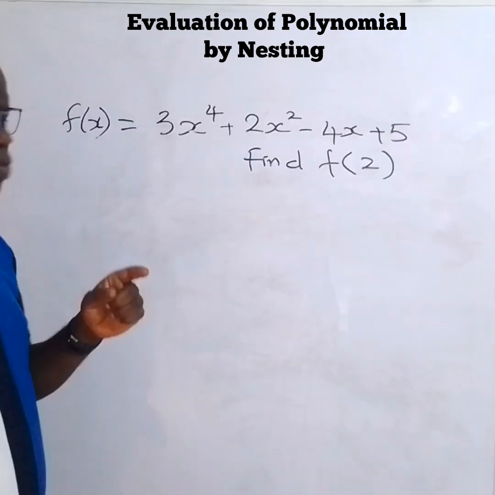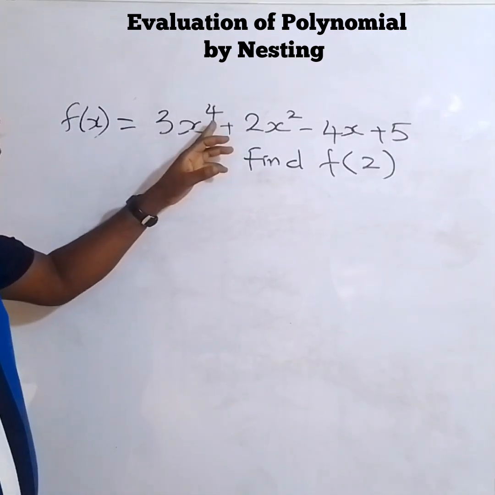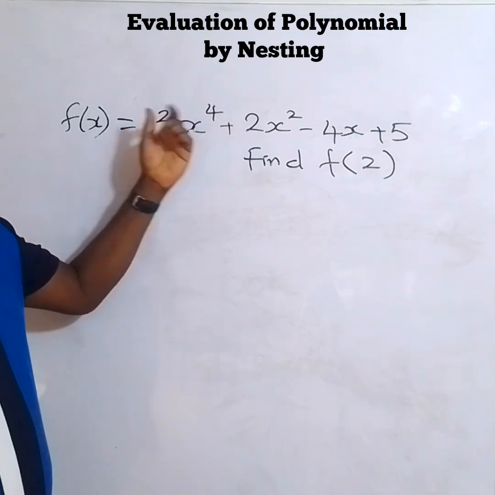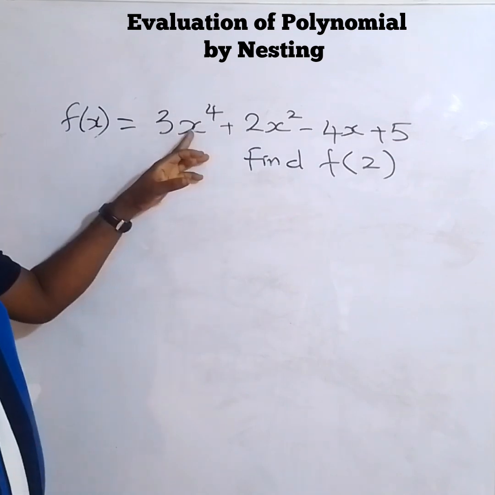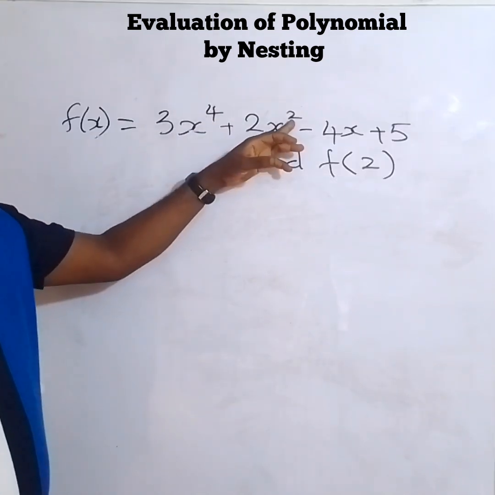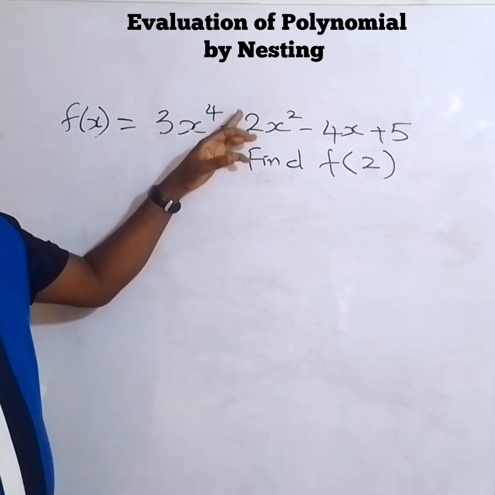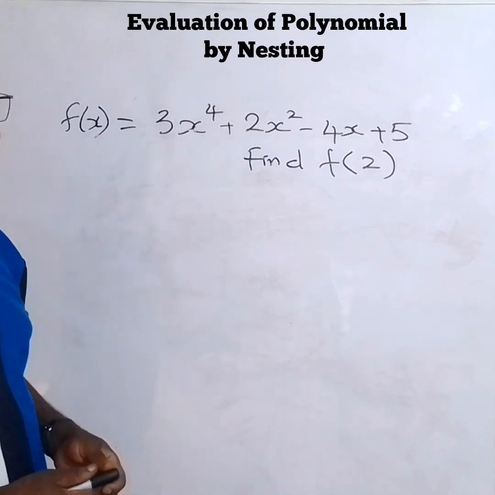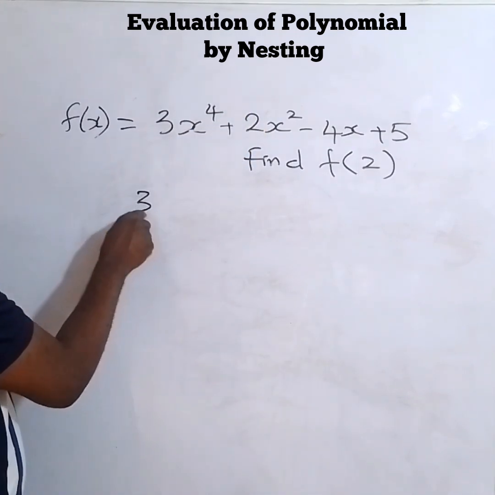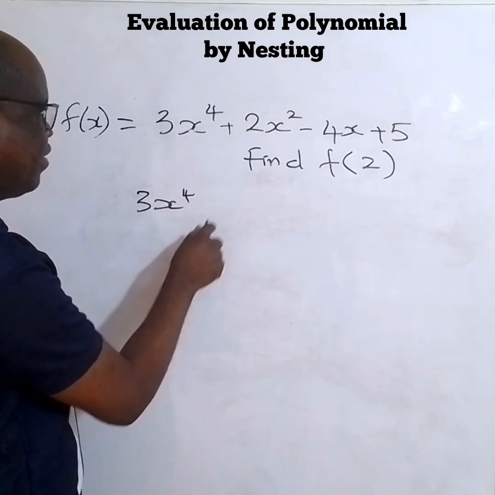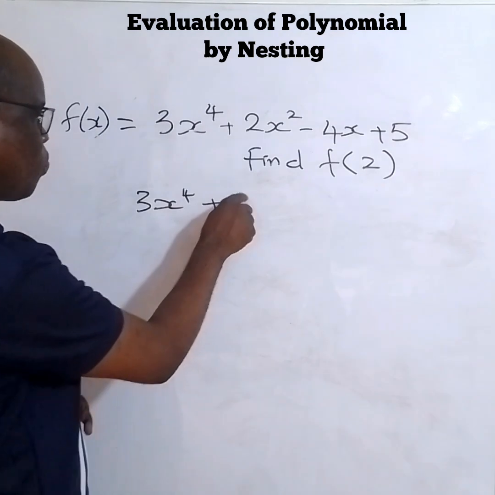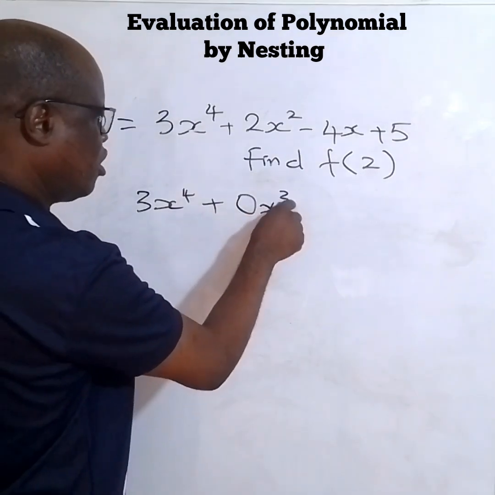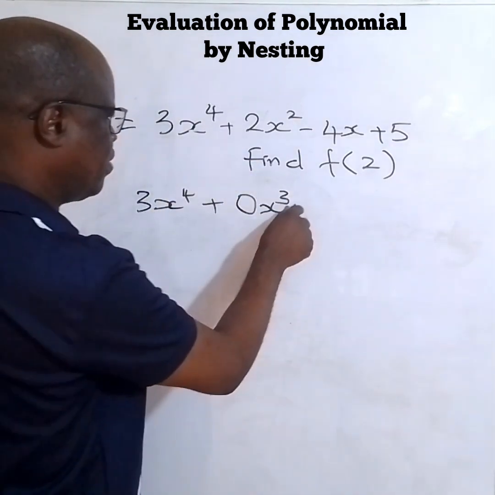Now the first thing we want to do here is to ensure that we have x raised to the power 4. Don't forget that we must have it in descending order. This is x raised to the power 4. This is x raised to the power 2. Where is x raised to the power 3? So we have to introduce x raised to the power 3, with a coefficient of 0. Then this one.